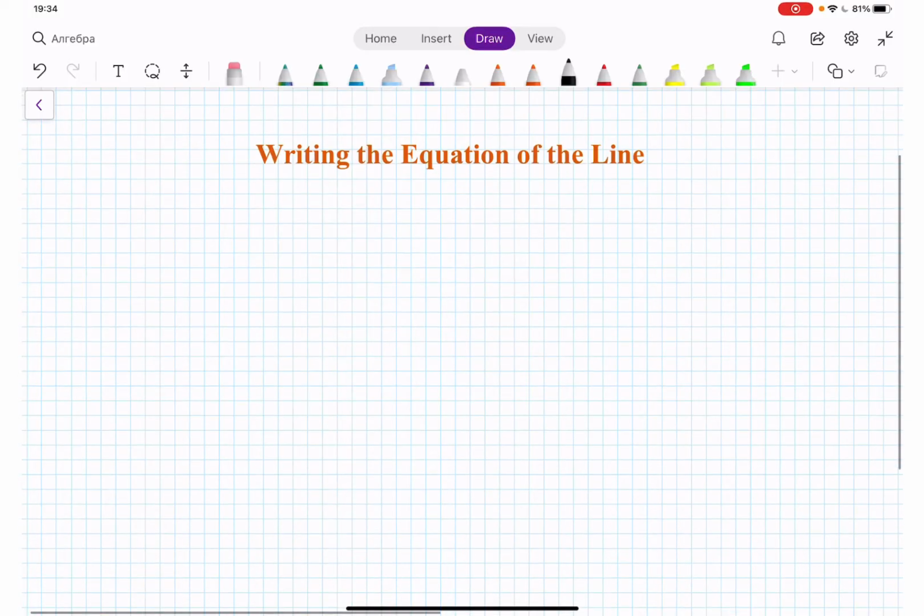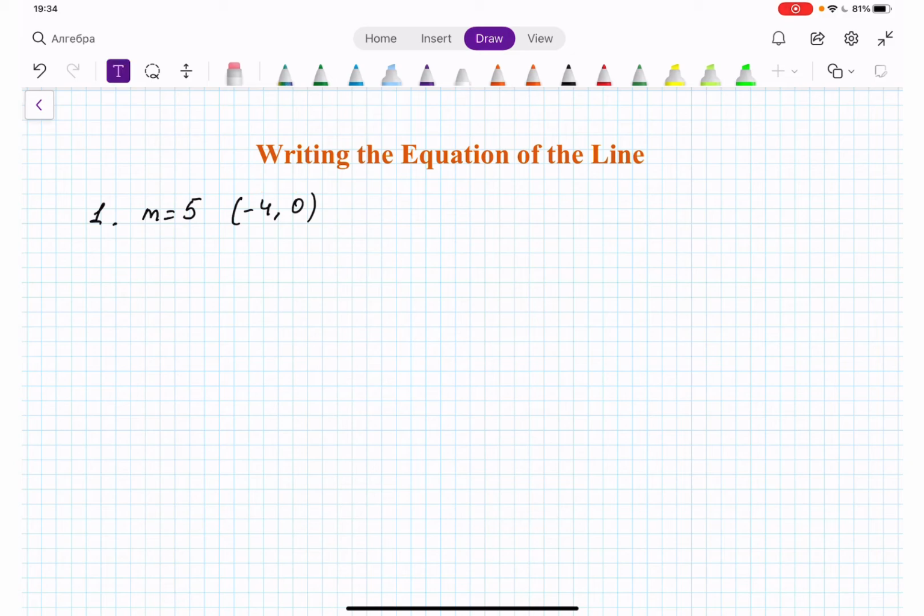Question number 1. We are given slope that is equal to 5 and a point, (-4, 0). So we need to find the equation that has the given slope and passes through the given point. Since x is equal to -4, y is equal to 0, this is what I'm going to do.